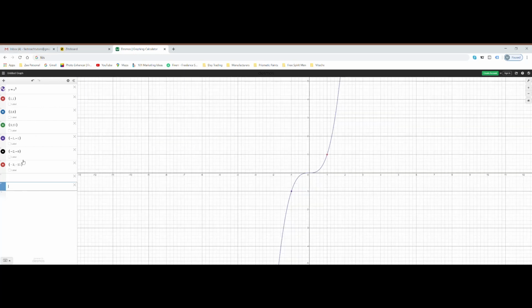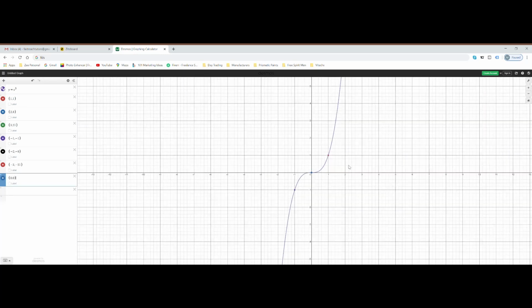So when you put these points, you will see you have (0, 0) and the point that we were looking at is (2, 8).